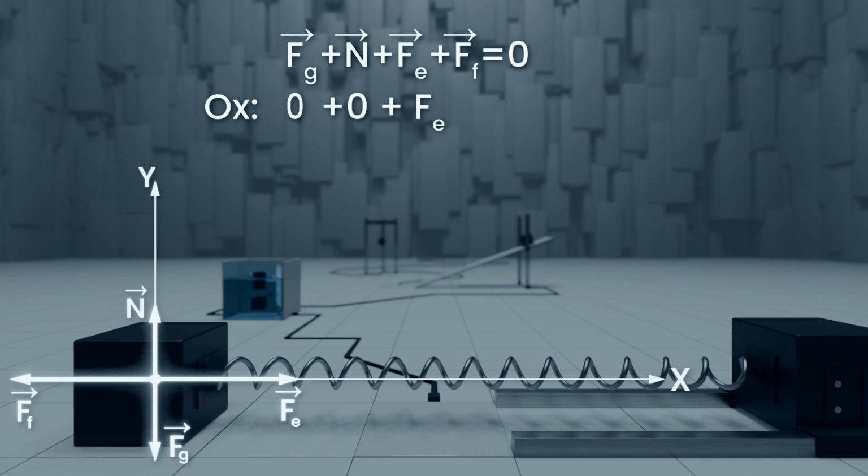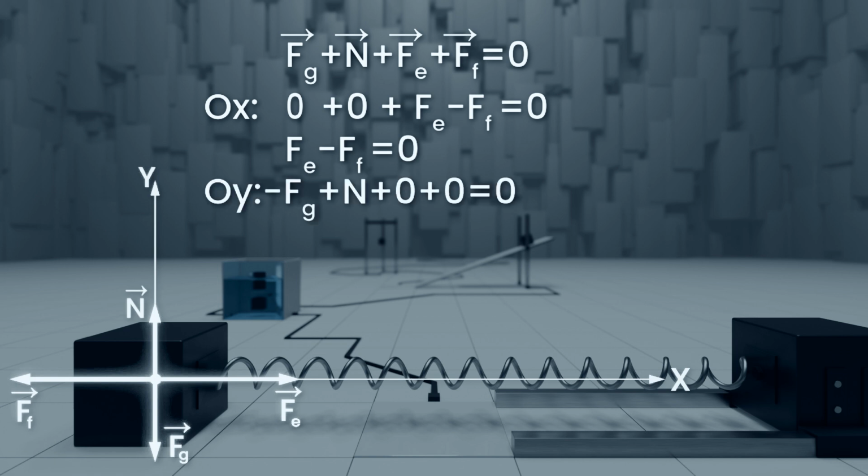The friction force acts opposite to the direction of motion, so its x-component is negative. We apply the same approach to the y-axis. From this equation, we see that normal force is equal in magnitude to the gravitational force. The elastic force equals the friction force while the block remains at rest.